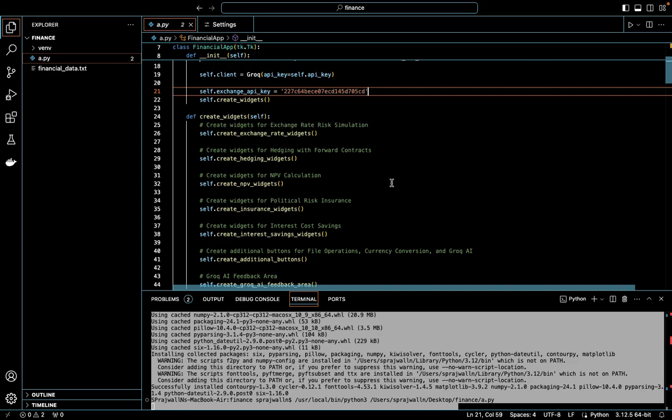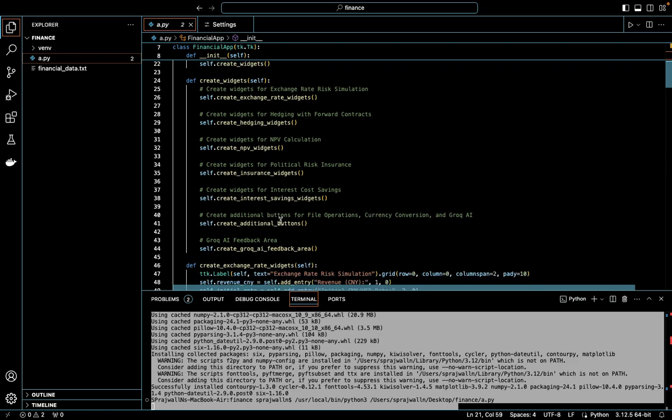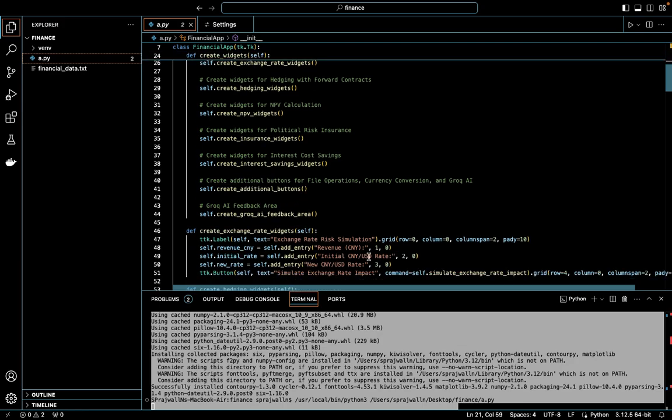To be precise, we are using 3 4 widgets. These widgets would have exchange rate, hedge funding calculation, NPV calculation, insurance calculation, interest saving calculation, and additionally we would have an AI feedback window, or we can directly access Grok AI using the button which is there in the application.